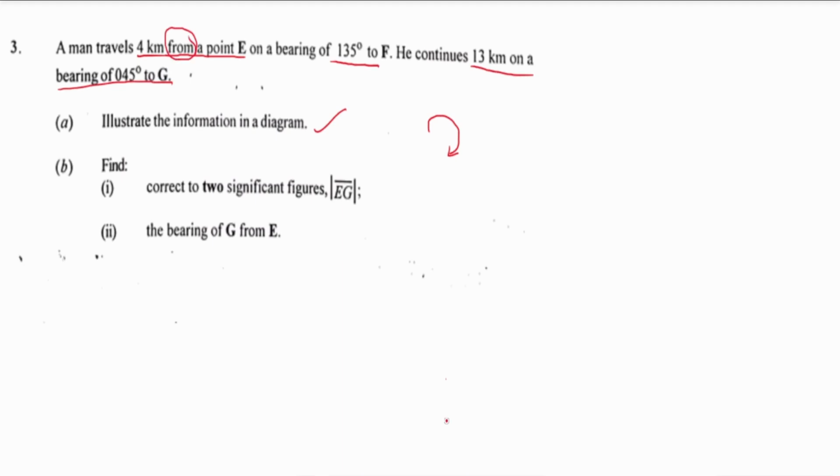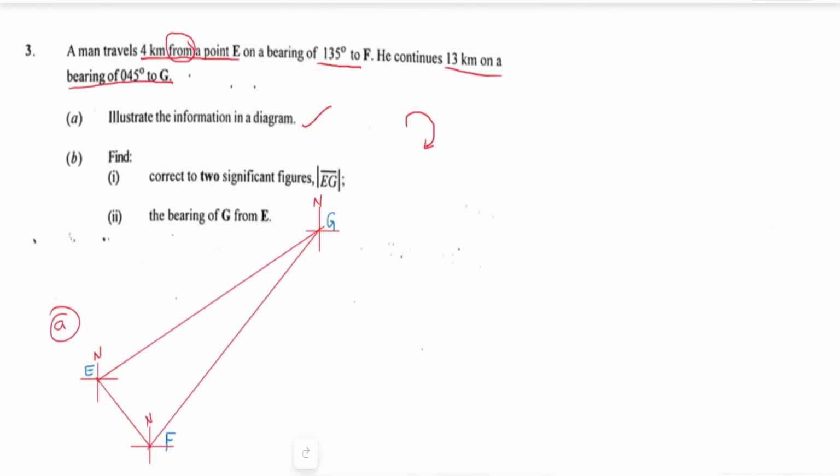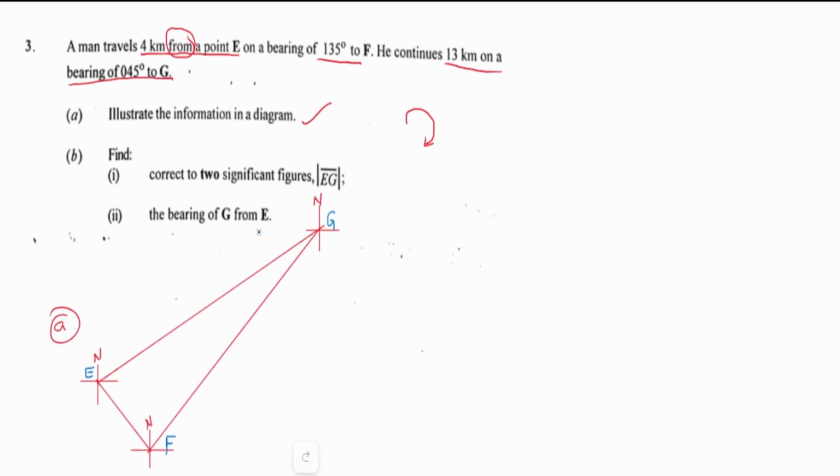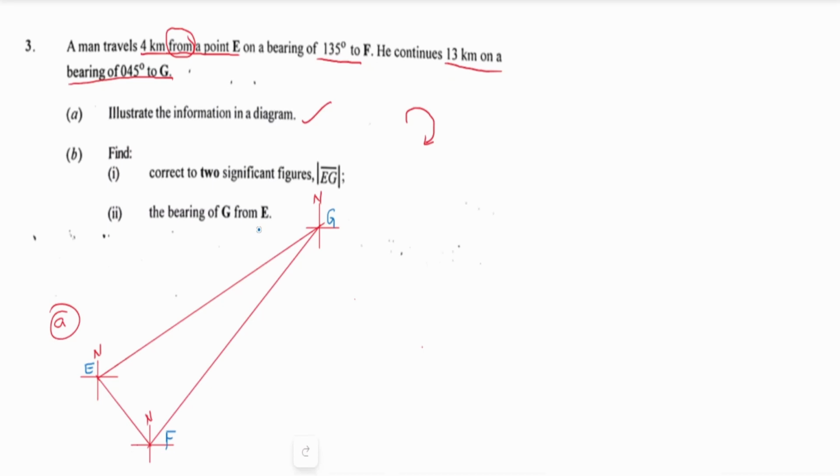So for instance, this problem says that the man traveled 4 kilometers from a point E. It means that our initial starting point is E. So give me a second. Let me sketch the diagram quickly, and then I'll explain from there. As I said earlier, we start from the point which comes after the from. So E here is the starting point, and the question said the person traveled on a bearing of 135 degrees.